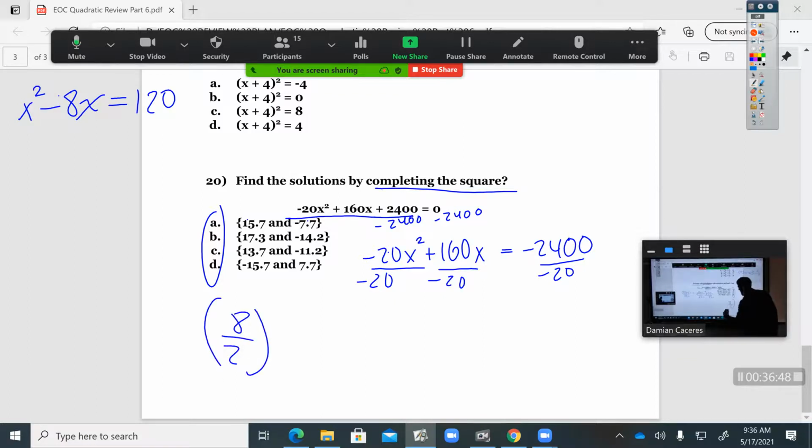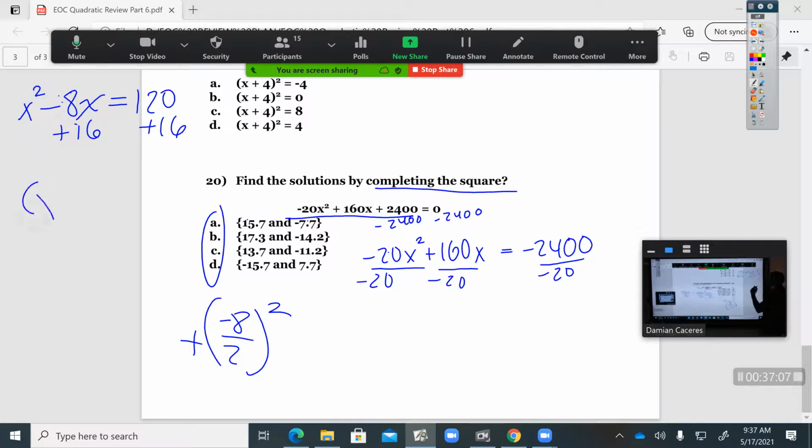8 over 2 squared is what you've got to add to both sides, because b is negative 8. So negative 8 divided by 2 squared. That's going to give me negative 4 squared, which is positive 16. That's what I add to both sides.